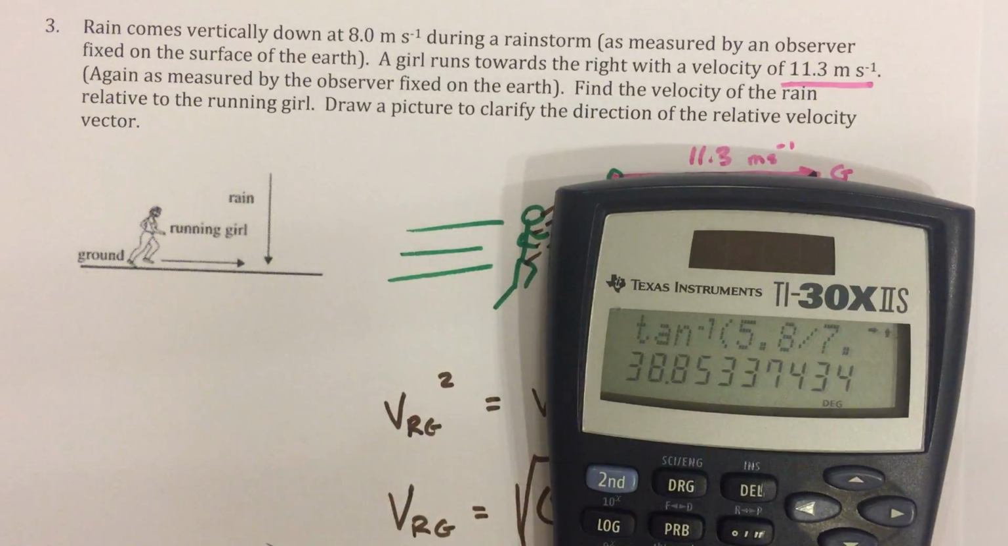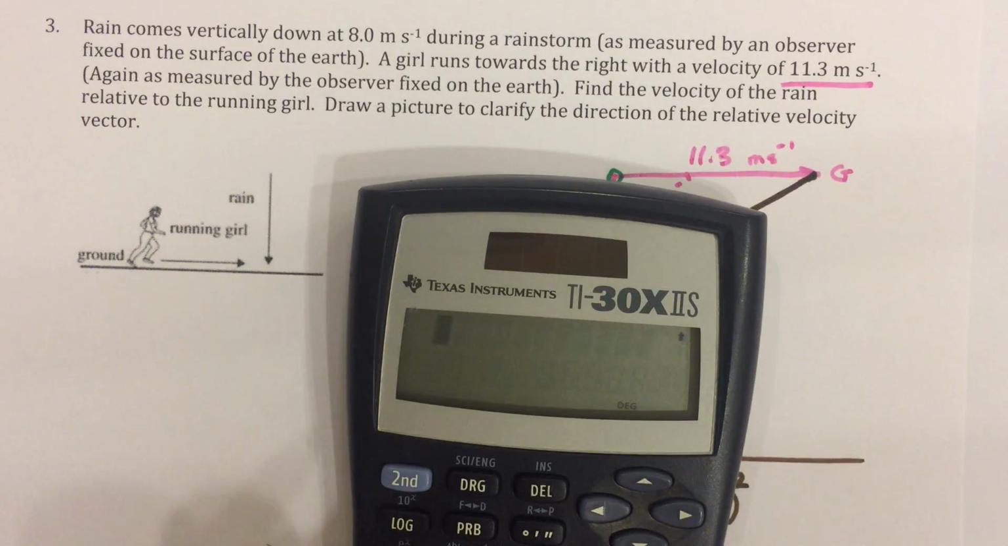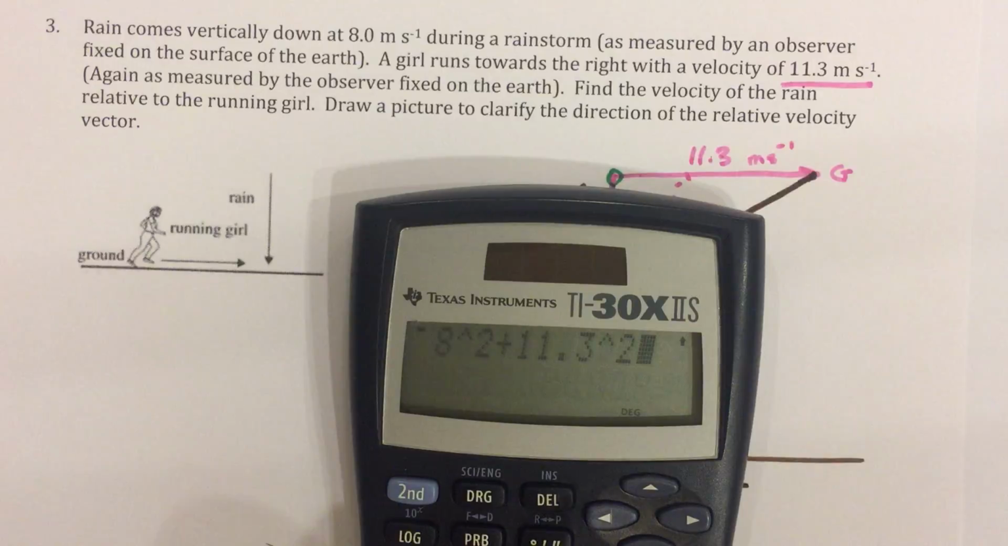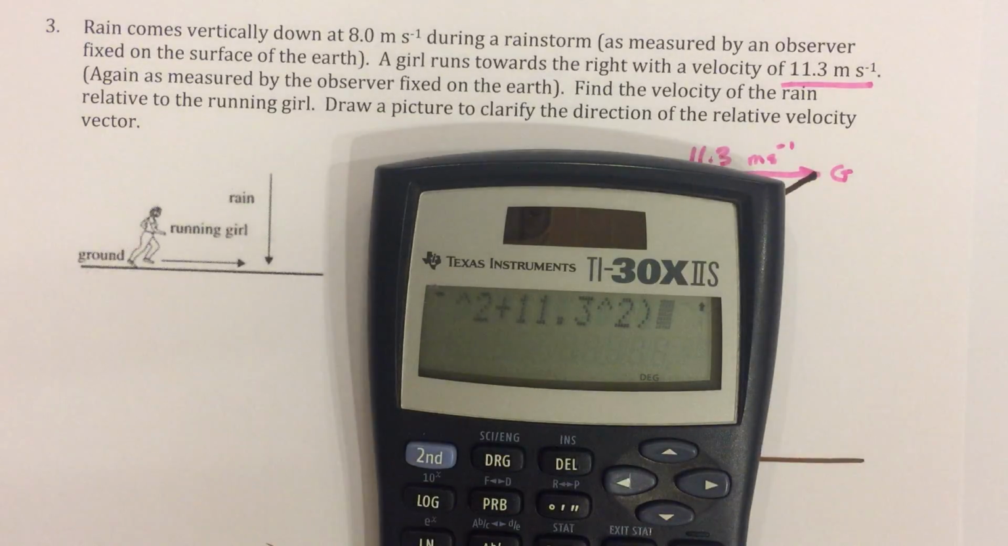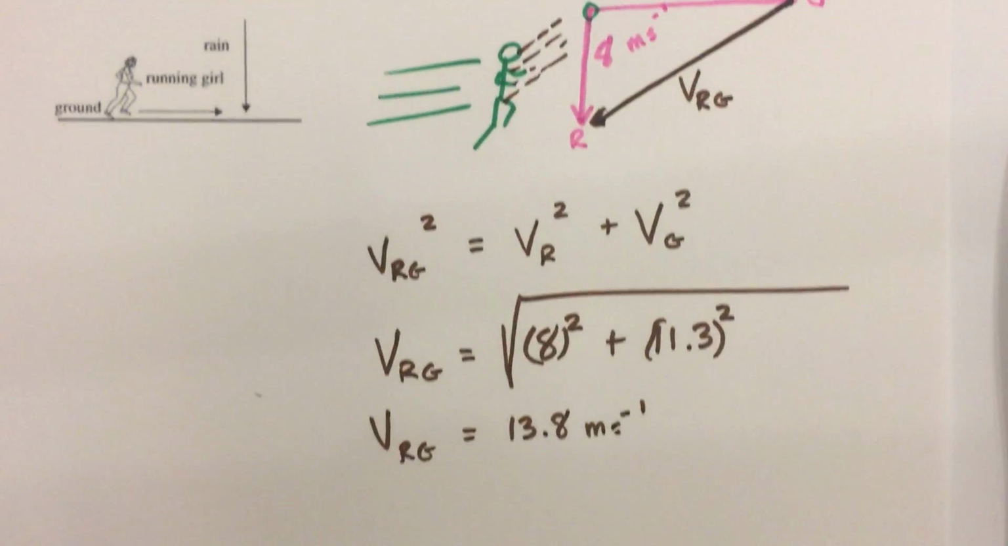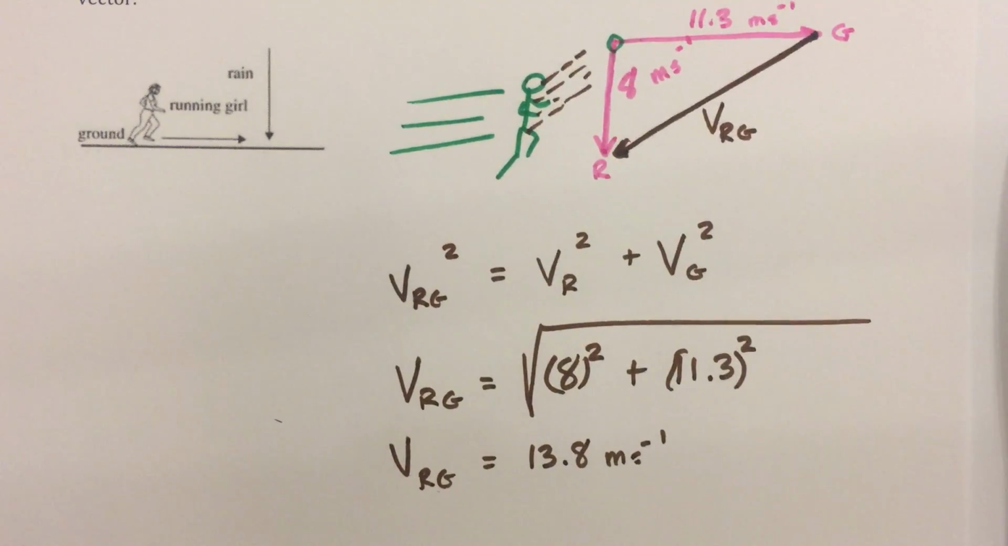Let's do this. So we're going to take the square root of 8 squared plus 11.3 squared. 13.8. Now, that is really just the magnitude of her velocity. I'm sorry, of the rain's velocity relative to the girl.